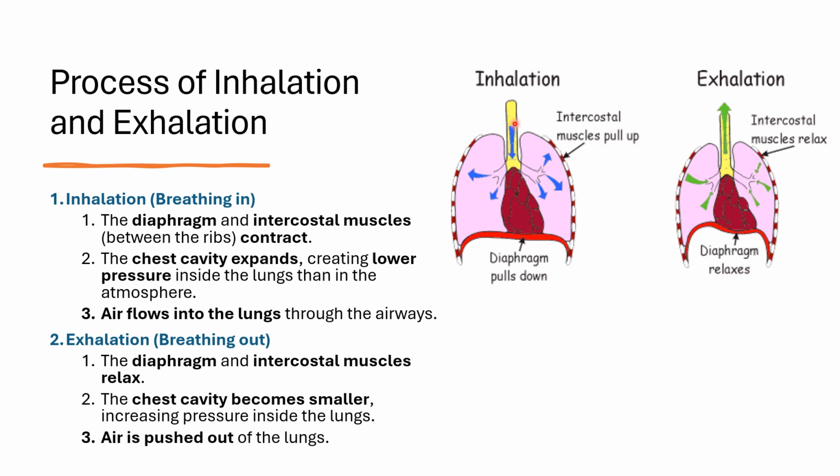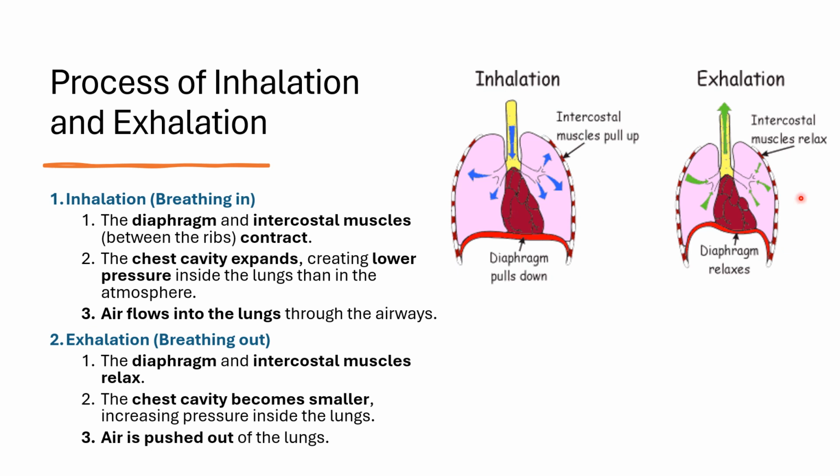So during inhalation, the diaphragm pulls down and the intercostal muscles pull up, so the chest cavity expands, it becomes bigger, creating a lower pressure inside the lungs than in the atmosphere. When the volume increases, the pressure decreases inside the chest cavity. So overall, the chest cavity has a lower pressure than the outside atmospheric pressure. As a result, air flows into the lungs through the airways.